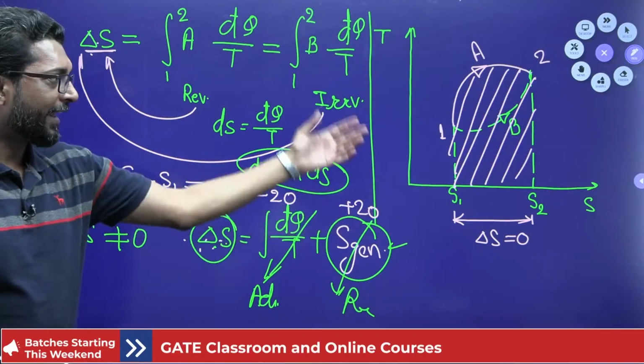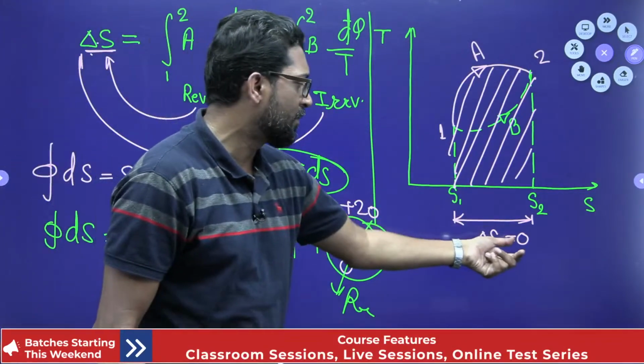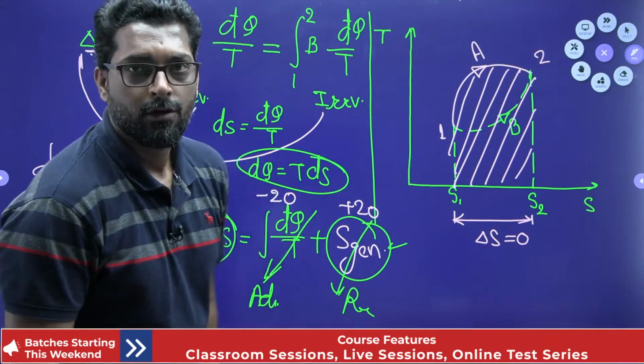Okay. So whether the area will represent it or not depends on this: if S2 minus S1 is 0, we cannot say that the process vanishes. Okay.